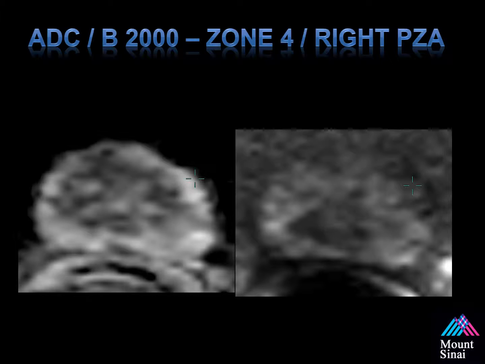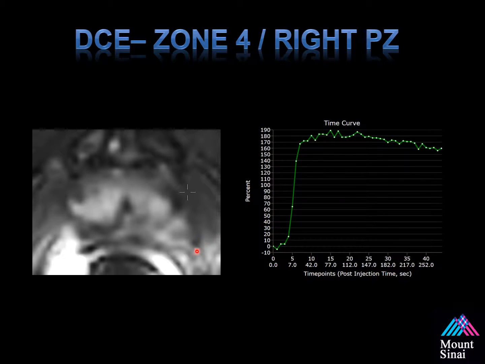This is the ADC map and the B2000 sequence. Are you able to appreciate the zone 4, the right peripheral zone anterior lesion? It's right here. Notice the area of high signal in the B2000 in the same region. Moving on to the dynamic contrast enhanced MRI. This area right here, you see this area of focal enhancement. It was found to be a type 2 enhancement curve.